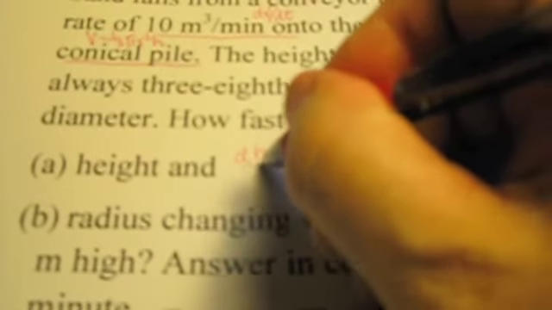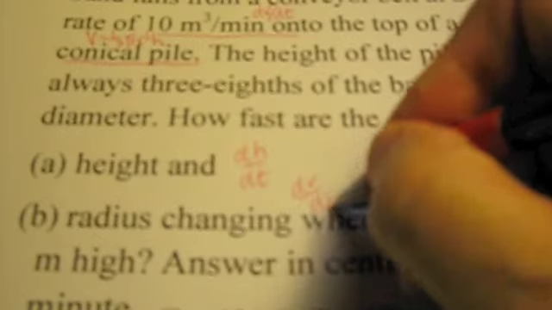So that's the radius that we have there, and it says how fast are the height. So if we're looking at how fast the height is changing, we're looking at the rate of change of the height, dh on dt, and the rate of change of the radius, dr on dt. And when the pile is 4 meters high, this is the height right here. So we're taking a snapshot of what's happening.